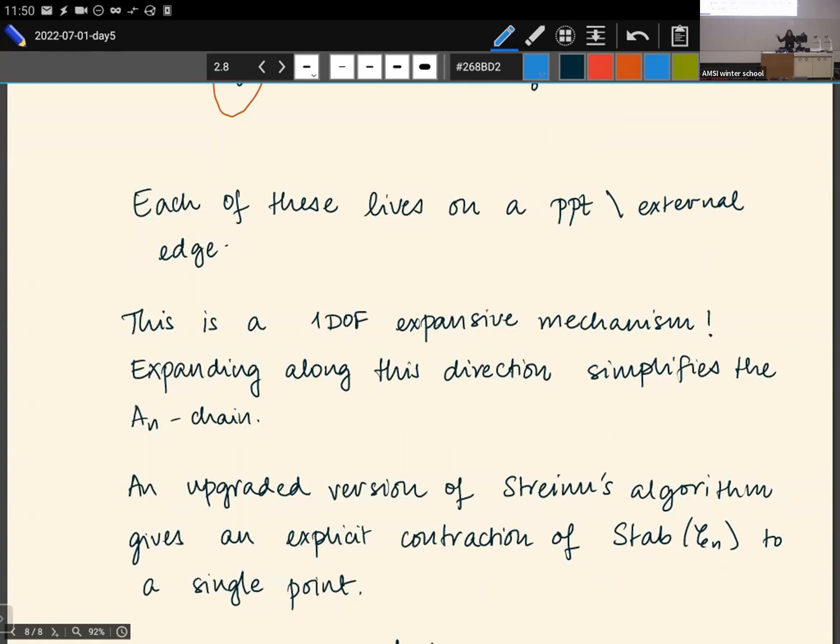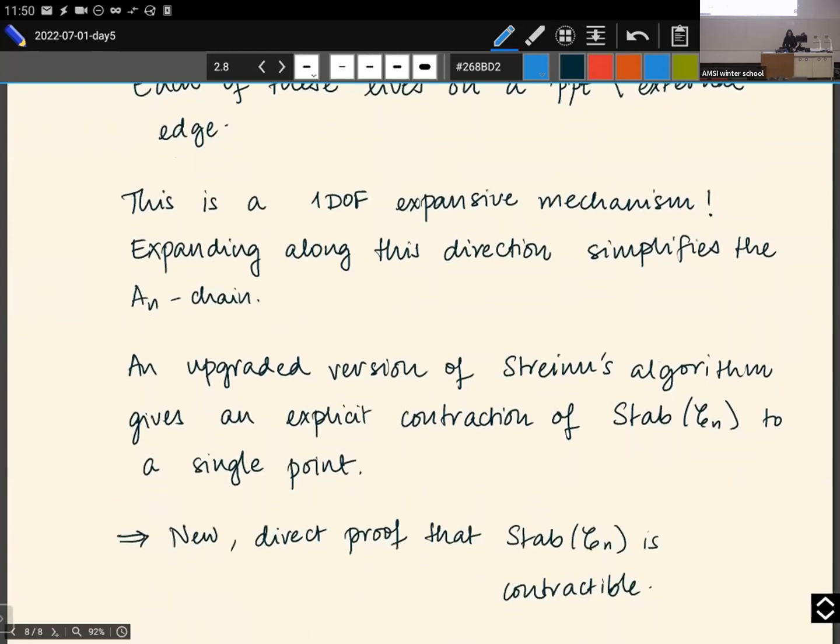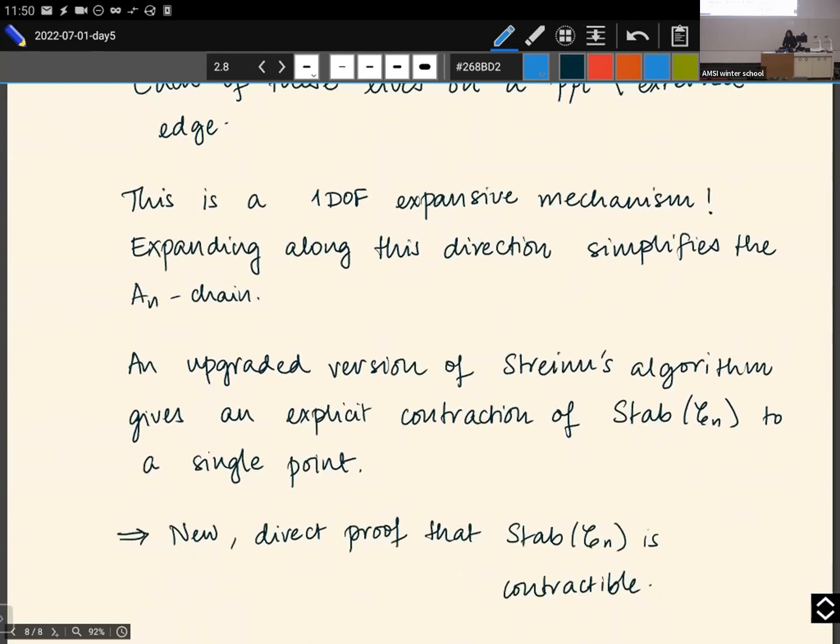This is cool because you've started off somewhere far away and you have a procedure to unwind without breaking anything to come back to some starting point. So this is not a new theorem, it's a new proof of a known result. The stability space of Cn is contractible, but this is the direct proof.